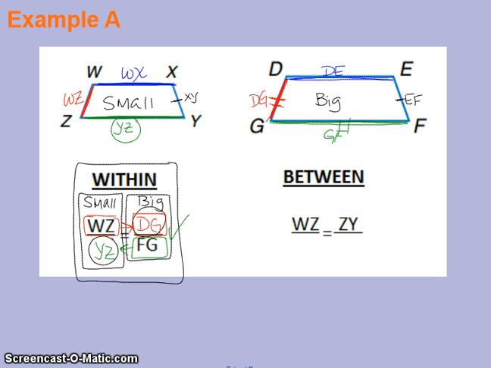I know that on my small one, I have WZ and YZ, and I want to double check. Are those two sides on my small trapezoid? WZ, yes, it's on my small one. YZ, yes, it's on my small one. So I know that that is a good one. Then I compare to my big one. And my big is right here. And let's see, DG, that is on my big one, and then FG is also my big one.